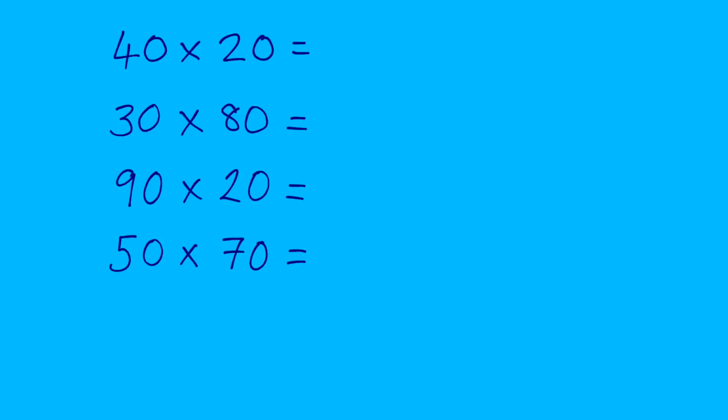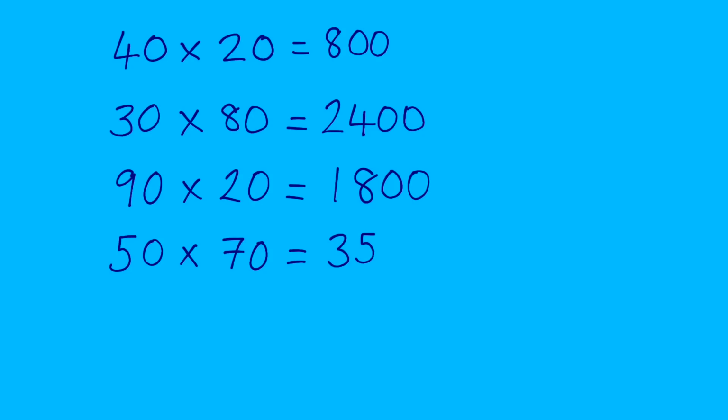Okay, let's have a look at the answers. 40 times 20 is 800. 30 times 80 is 2,400. 90 times 20 is 1,800. And 50 times 70 is 3,500. Well done.